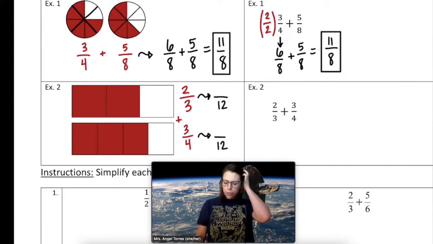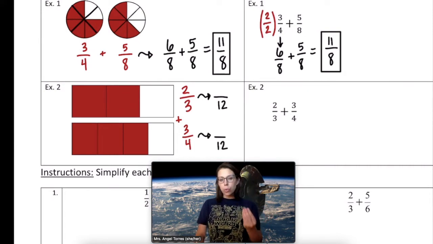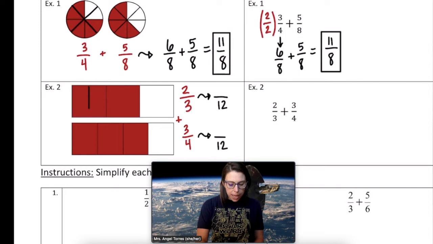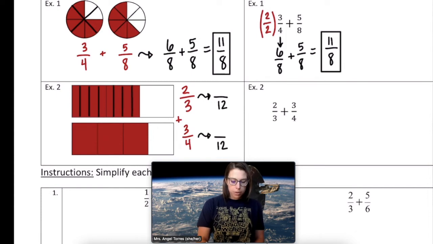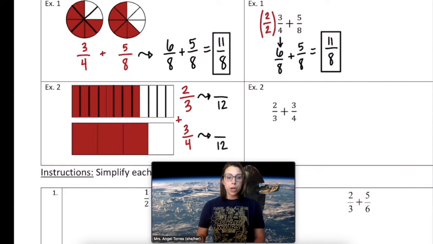How many 12ths are in 2/3? 3 groups of what equals 12? 3 groups of 4. So all I have to do is break each of these pieces into fourths. That's 1 group of 4. That's 2 groups of 4. 3 groups of 4. Let's make sure I count correct. 1, 2, 3, 4, 5, 6, 7, 8, 9, 10, 11, 12. So how many 12ths were in 2/3? I count 8 12ths.